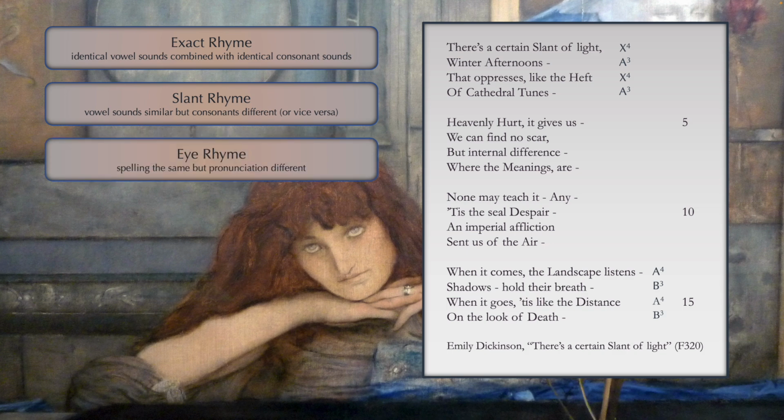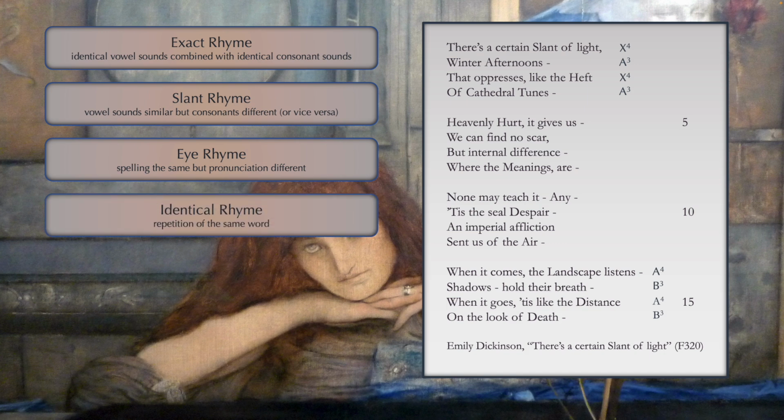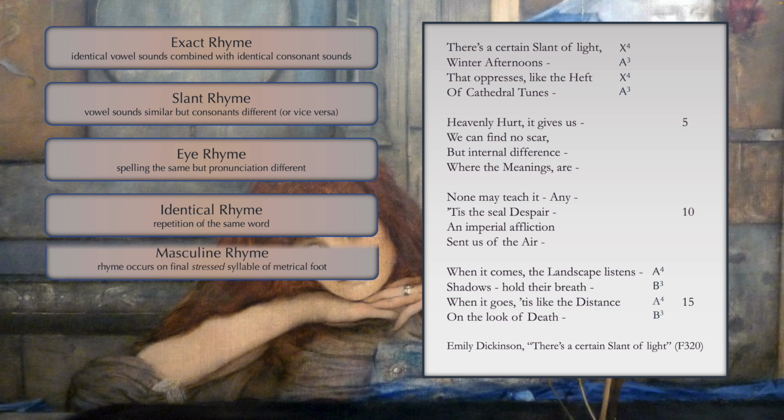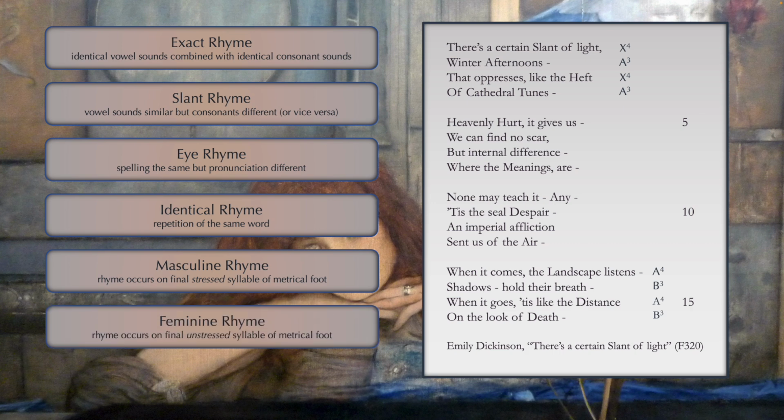Eye rhyme is when the spelling is the same, but pronunciation is different, so it looks the same when you read it on paper, but it would sound different to the ear. Identical rhyme, which is just the repetition of the same word. Masculine rhyme, this is rhyme that occurs on the final stressed syllable of a metrical foot. And feminine rhyme, which occurs on the final unstressed syllable of a metrical foot.